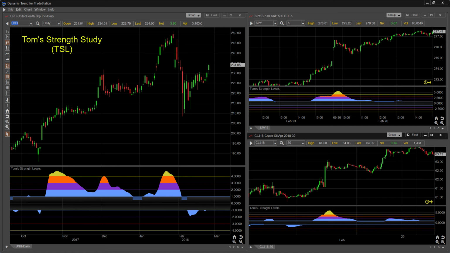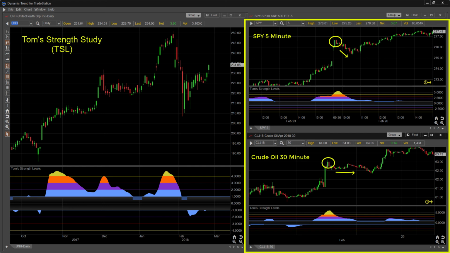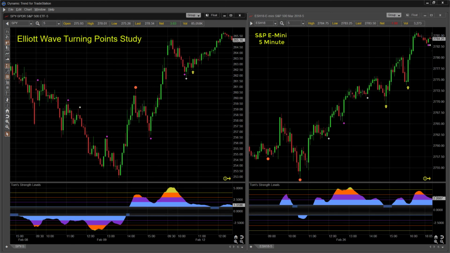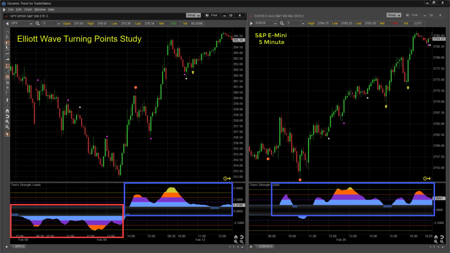The TSL strength study above 4 often precedes a price reversal or price consolidation. Signals on a daily time frame provide opportunities for initiating credit spreads. Signals can be applied to intraday charts as well. For intraday trading on stocks or futures, the Elliott wave turning points combined with the TSL levels provide qualified signals in the direction of the strength.